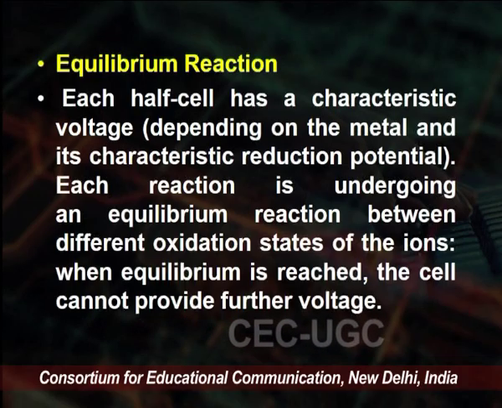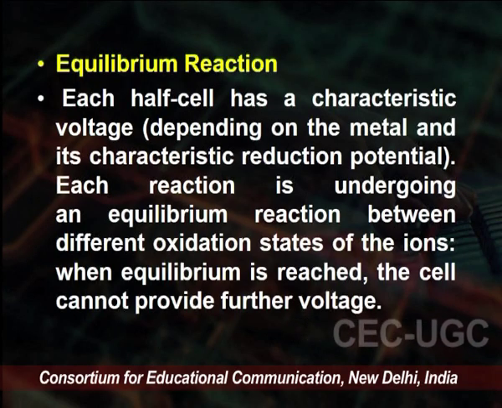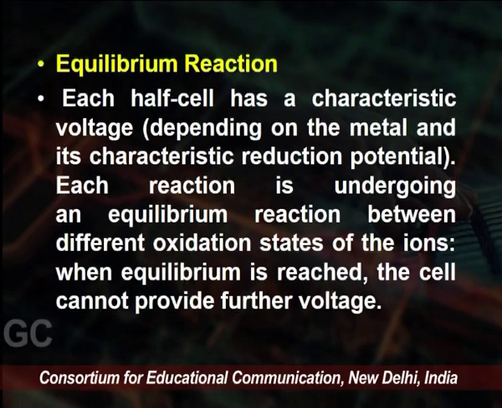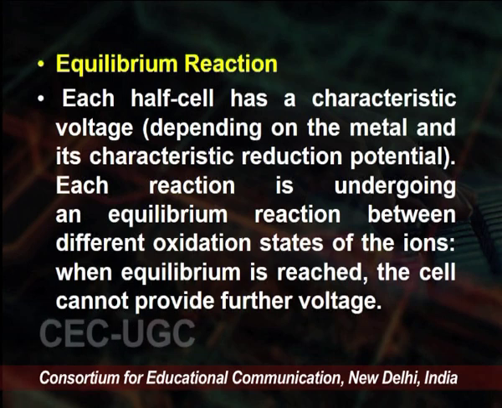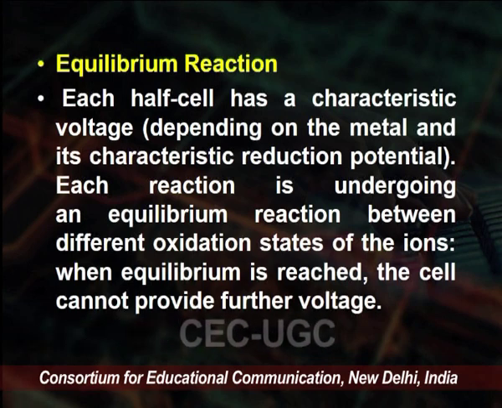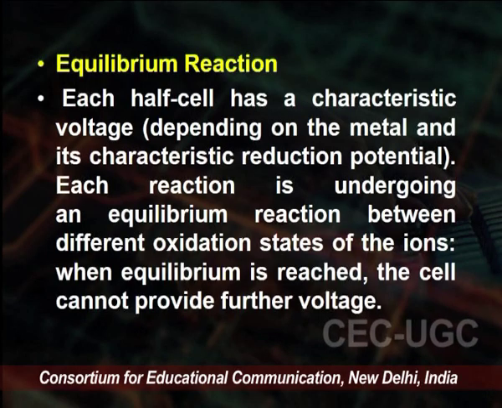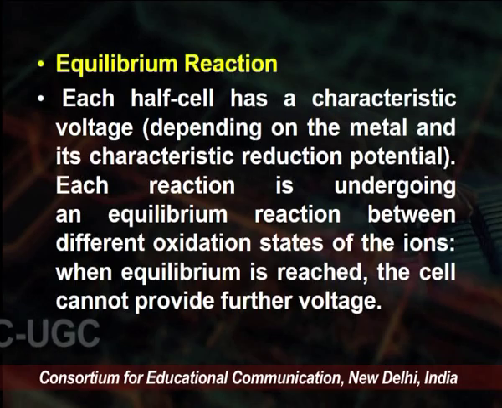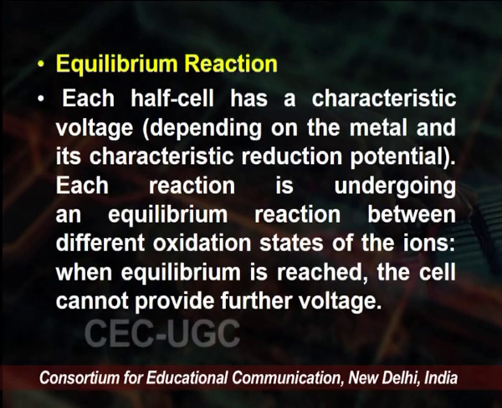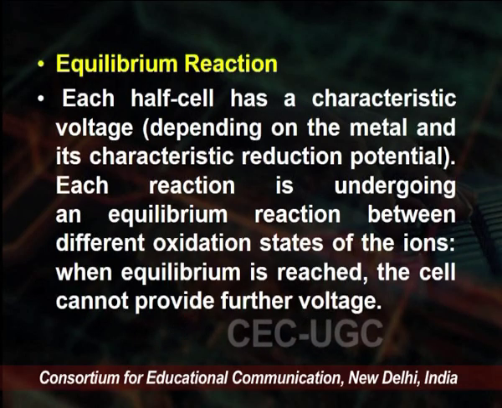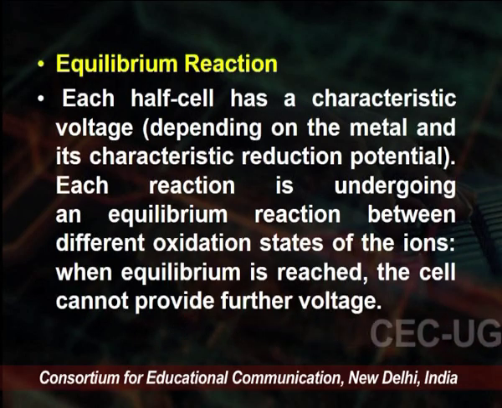Each reaction is an equilibrium reaction between the different oxidation states of the ion. When equilibrium is reached, the cell cannot provide further voltage. It means that when we are in the equilibrium state, there is no flow of any voltage; there is no exchange of electrons from one place to another.